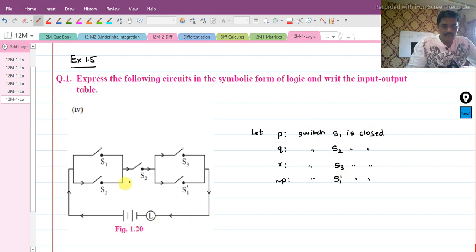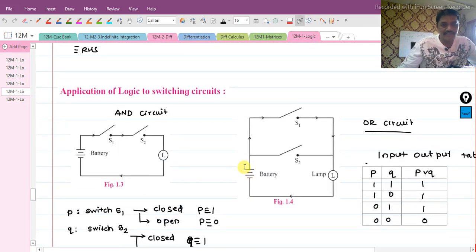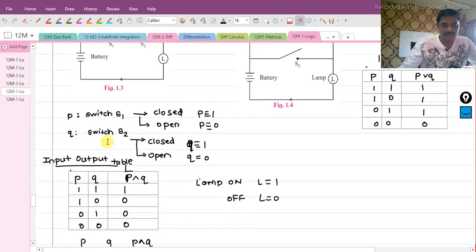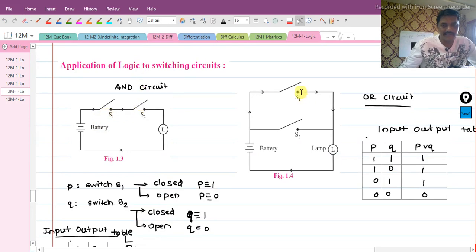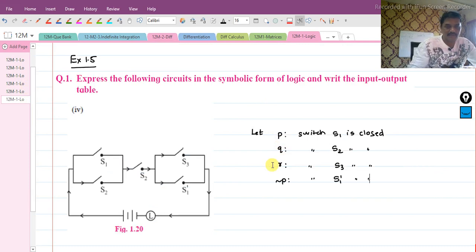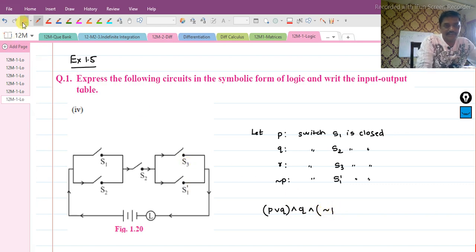Now what will the given logical be? As we have seen yesterday, if there is an AND circuit then 1 1 1, rest all 0, and an AND circuit means series. AND means series and OR means parallel. So S1 and S2 are in parallel, so this is going to be P or Q. This is in series with S2 and Q, and this is further in series with S3, that is R. This is R, and negation P. So this is your given statement in the logical form, the symbolic form.